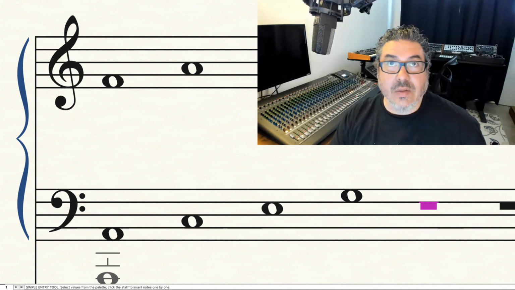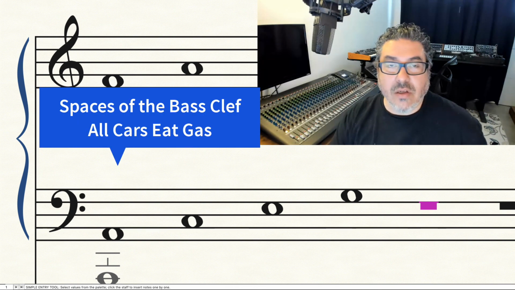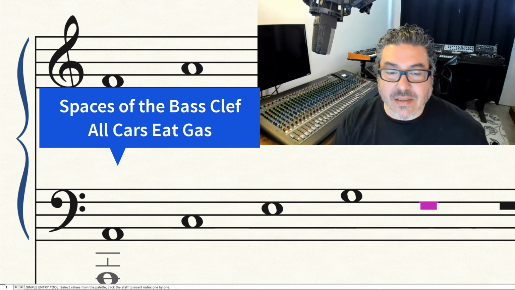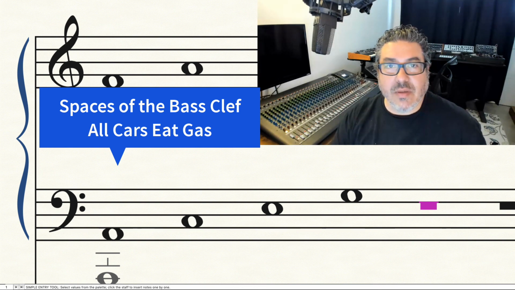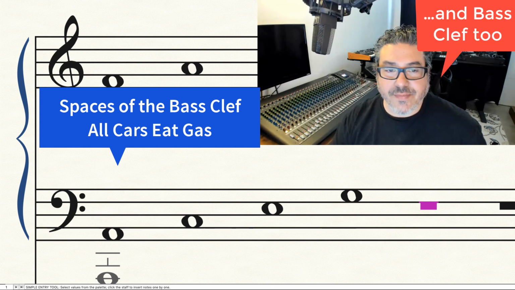When I was a kid, it was all cows eat grass. And then later I learned all cars eat gas. But we can come up with something a little bit more fun. Anyway, so those are the lines and spaces of the treble and bass clef.